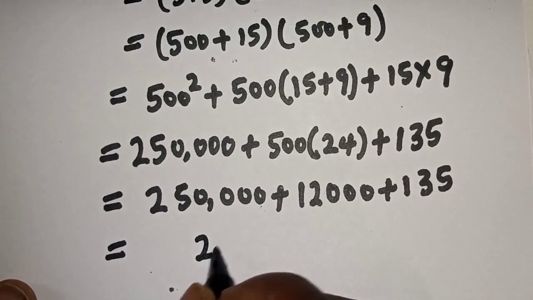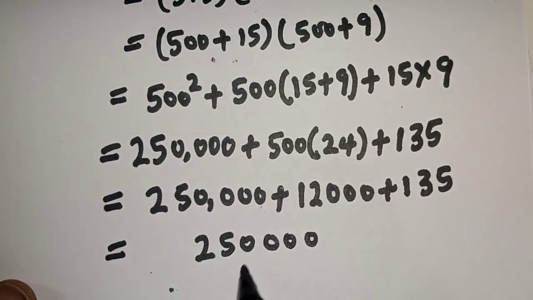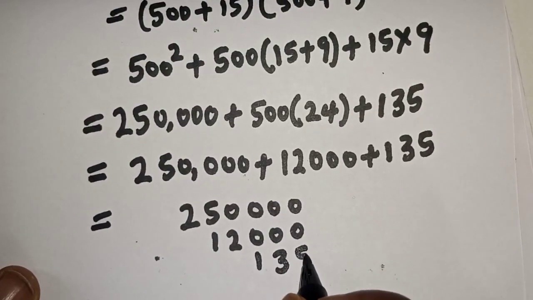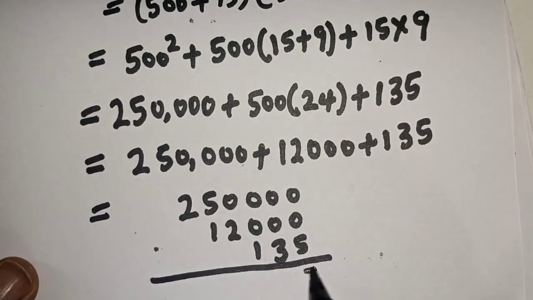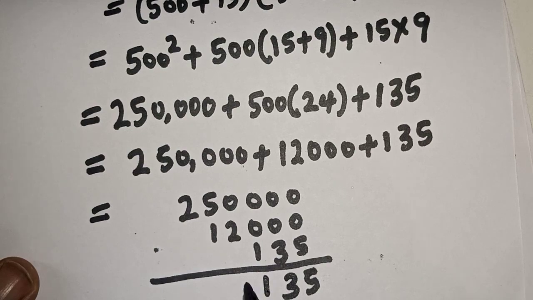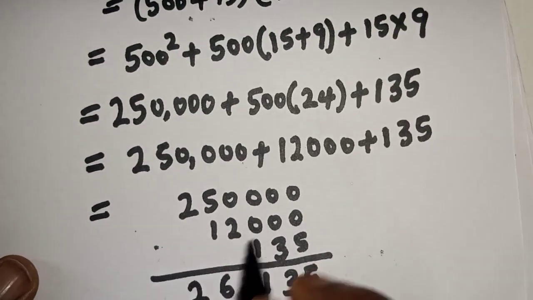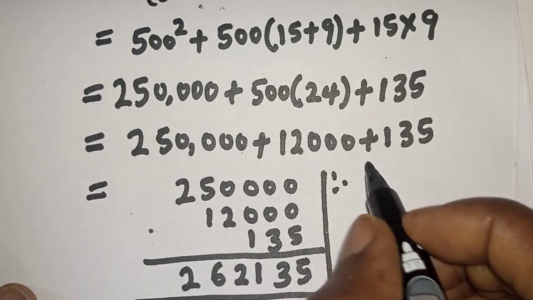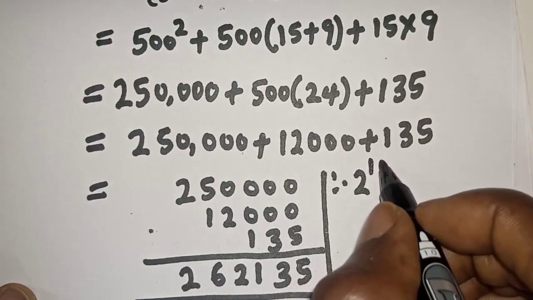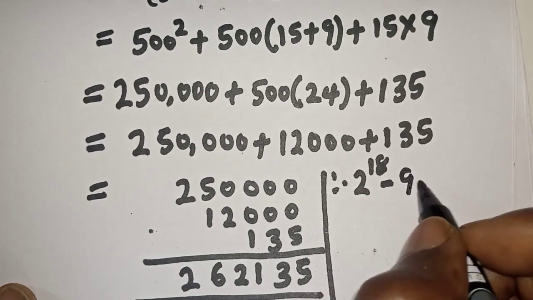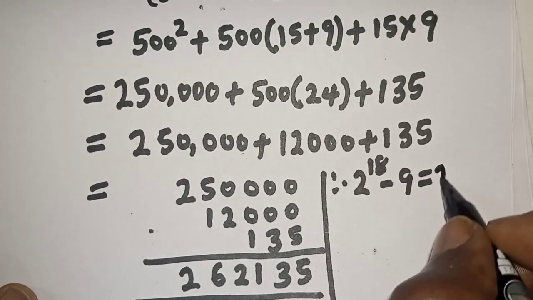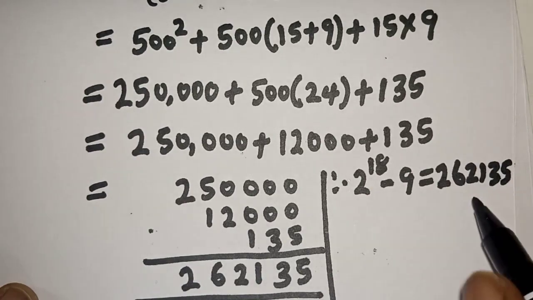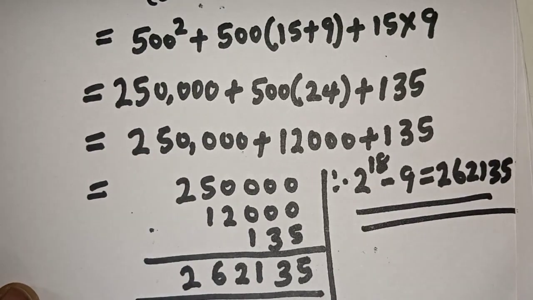We have 250,000, then here is 12,000, and here is 135. We have 5, 3, 1, 2, 6, 2. Therefore, 2 raised to the power 18 minus 9 is equal to 2, 6, 2, 1, 3, 5. And this is the final answer.